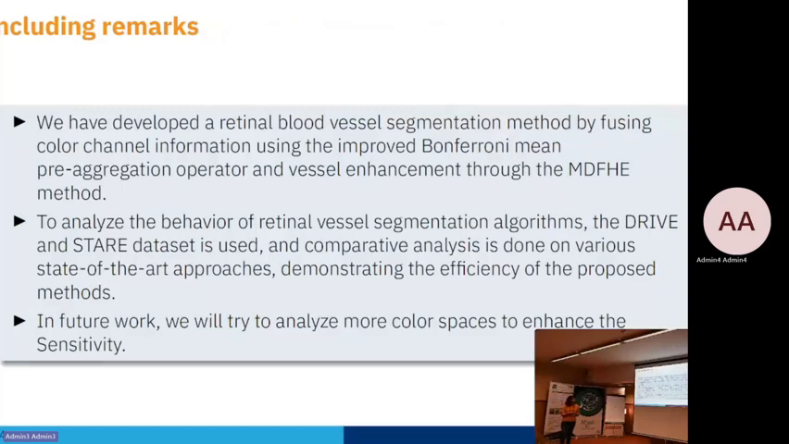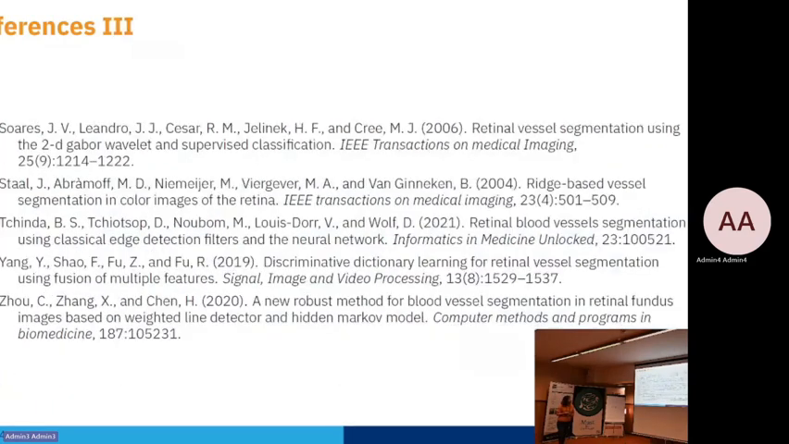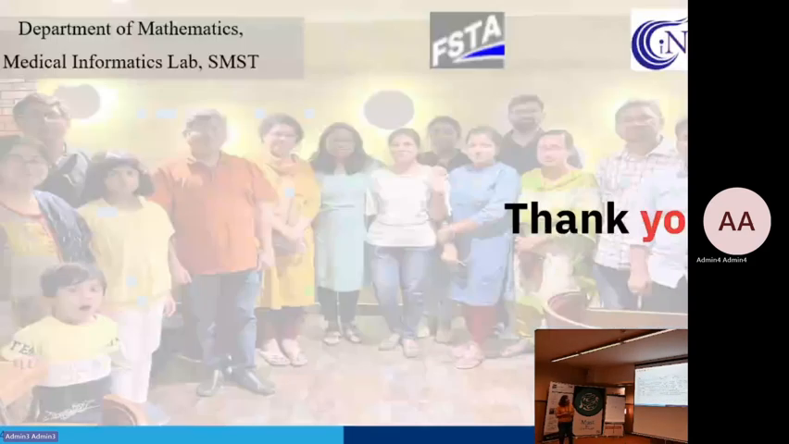But in future, we will try to use some more color spaces so that we can enhance the sensitivity rate. We are also trying to collect the responses of doctors on how feasible it is for them, how much of an advantage it is for them, and whether it will be feasible to easily analyze these retinal disorders from these annotations. So these are some of the references which we have used for this work.